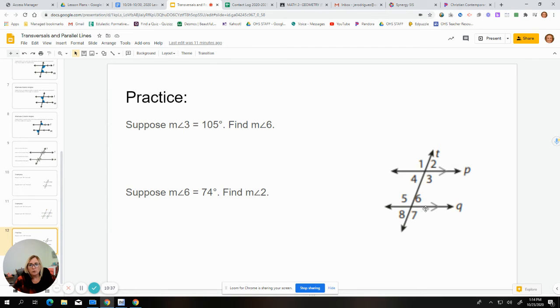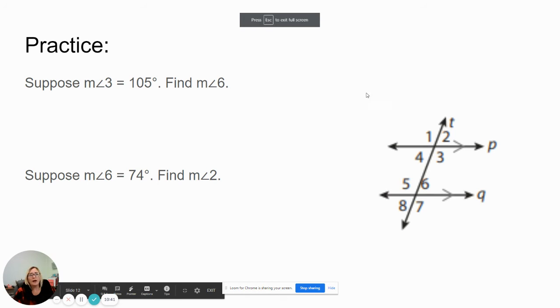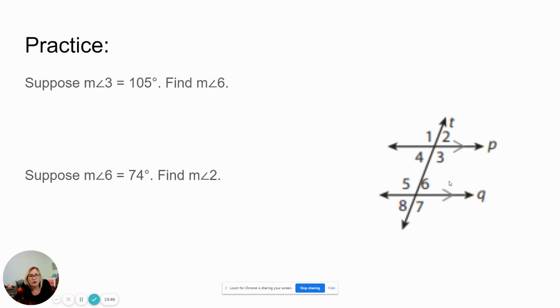Okay, you are going to find the measure. Let me zoom it in a little bit for you. You guys are going to say that the measure of angle 3 is 105. You are going to find the measure of angle 6. And then you're going to do it again where the measure of angle 6 is 74 and you're going to find what 2 is. Okay, so take a second and see if you can identify, first of all, what type of angle it is, and second of all, what the actual measure would be.